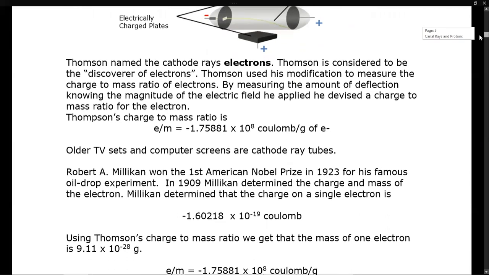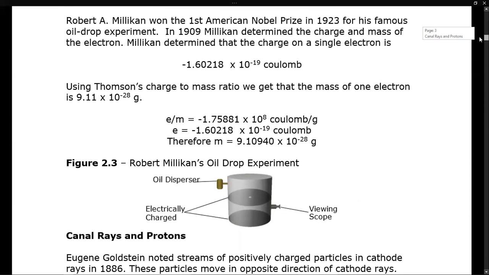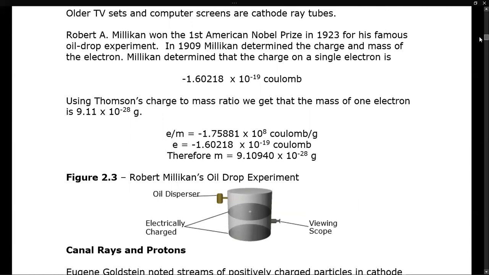Then later on, Robert A. Millikan came along and won the first Nobel Prize for an American in 1923 for his oil drop experiment. And he dropped oil drops through a plate with a hole in it, and then by hitting them with some x-rays, he was able to induce charges, and then he was able to use the charges on those plates to make them float or even rise.